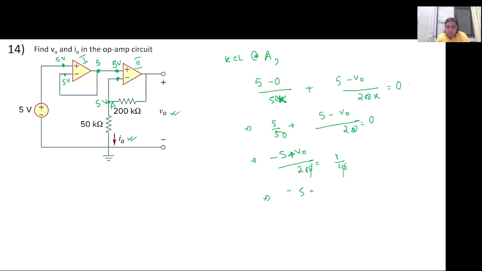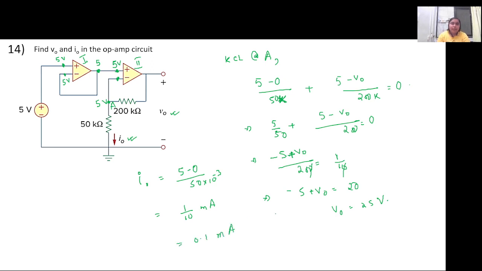So minus 5 plus V0 equal to 20. V0 is equal to 25 volt. Right. And what will be the value of I0? 0.1 milliampere. Okay. So I0 will be equal to (5 minus 0) by 50 into 10 to the power minus 3, which is 1 by 10 milliampere or 0.1 milliampere.